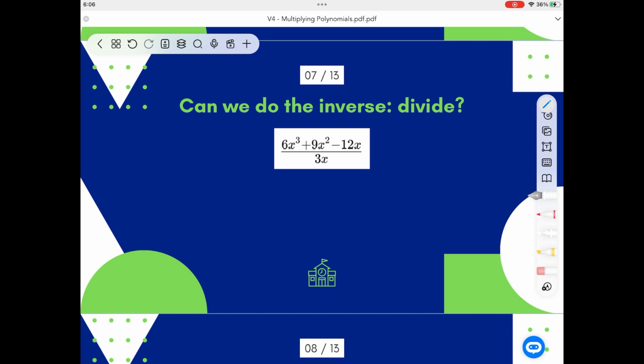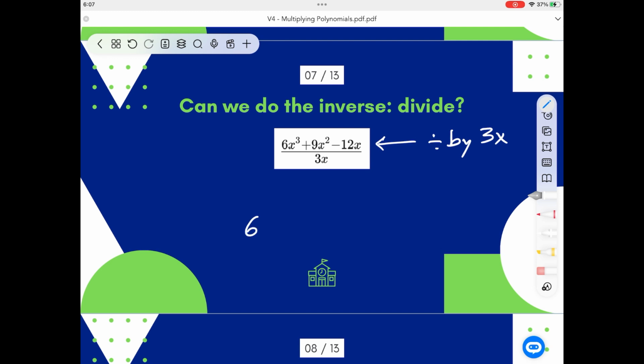Instead of us finding the inside from two things given to us on the outside, this time we can start with the inside and identify one of the two outside parts of the expression. Let me show you what I mean. Notice that in this top expression, we have 6x cubed plus 9x squared minus 12x all over 3x. That means we're dividing by 3x. The top divided by the bottom, the 3x.